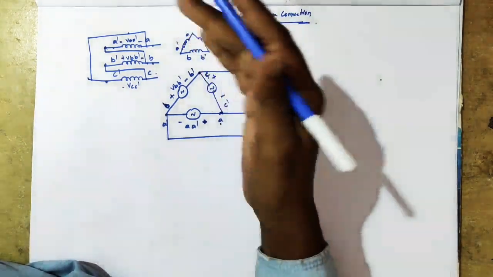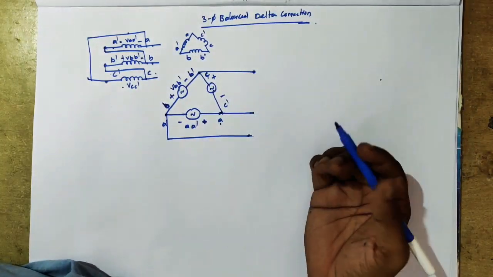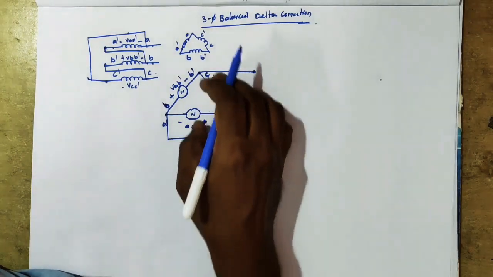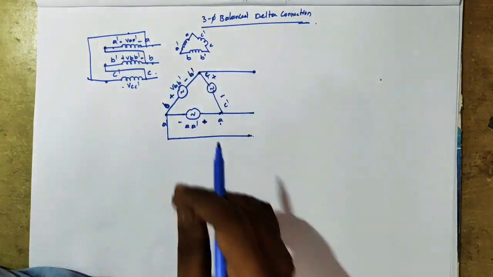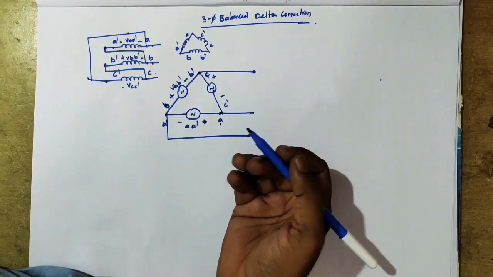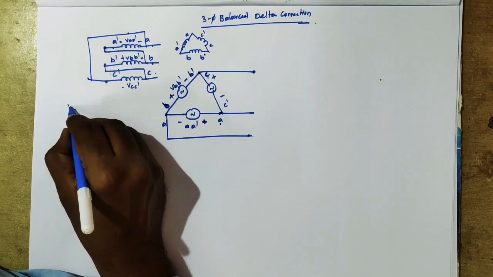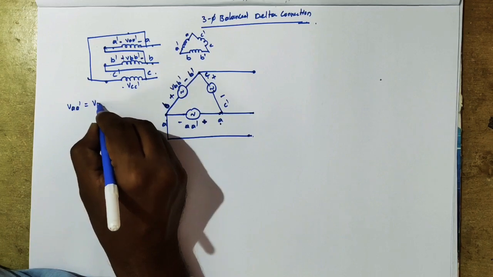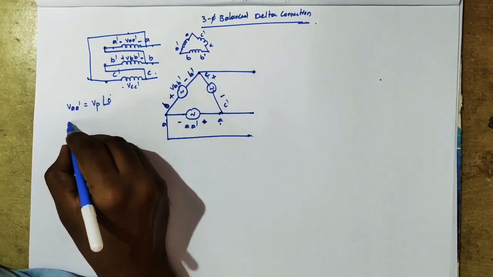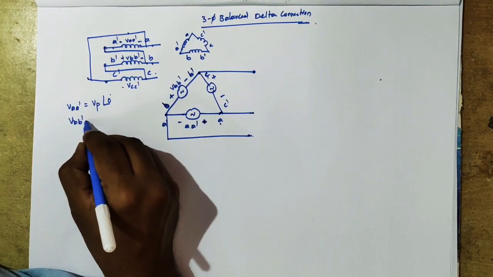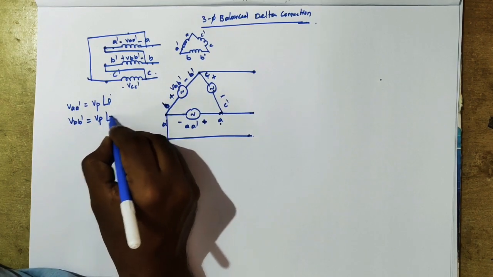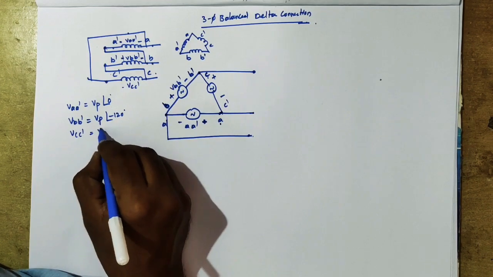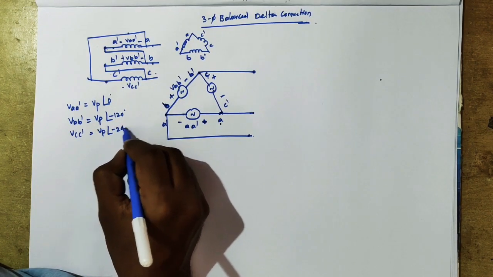I already discussed this in star. Now these are the voltages. This is VA dash. The phase voltages are developed with phase angles: let us say VA dash equals V phase at 0 degrees, VB dash equals V phase at an angle of minus 120 degrees, and VC dash at an angle of 240 degrees.